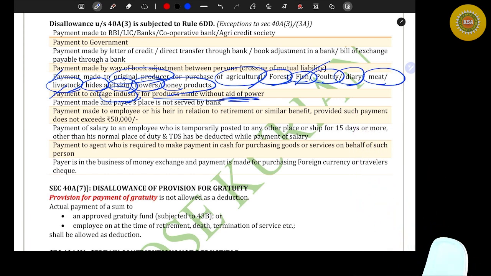Okay. Kudisai Thozhil means you have a small shed which is nearby your home. Are you with me? And you are manufacturing products in that small shed without the aid of power. Your house may have a current connection, but you are not manufacturing anything by making use of that power.